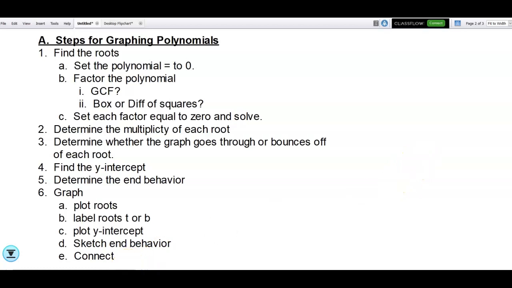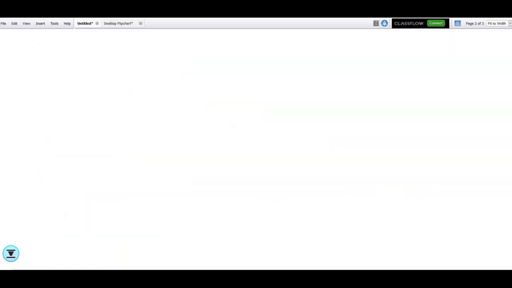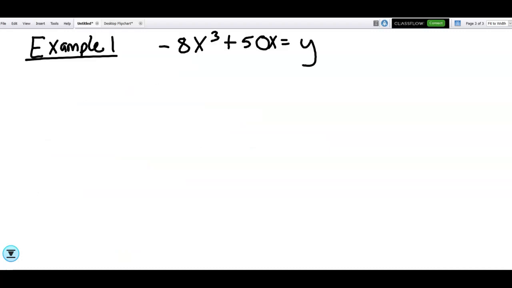So without any further ado, let's go ahead and jump into one of these, and let's take a look at example 1. Okay, so step 1 is to find the roots, and to do that we have 3 sub-steps we need to do. The first sub-step, 1a, is we need to set this thing equal to 0. Step 1b is we want to factor.